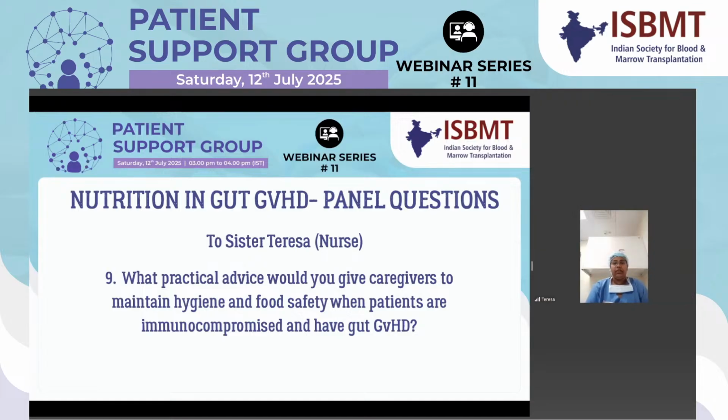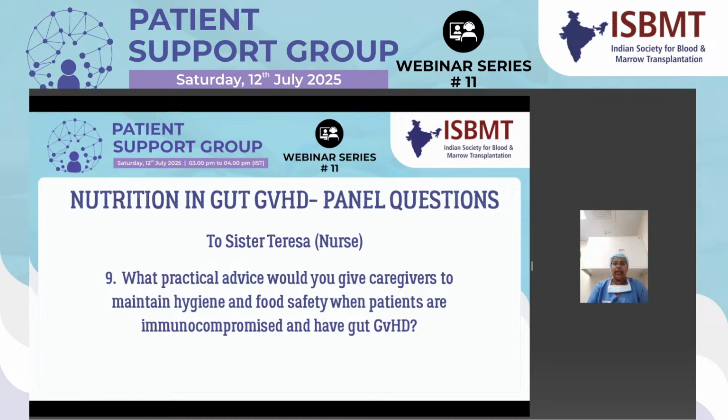Actually, with these problems, they have to be very careful. The main thing is hand hygiene and personal cleanliness. Always wash hands thoroughly with soap and warm water, before and after handling food, after using the toilet, and after touching pets or anything you think is not clean. The main and major thing is washing your hands properly.